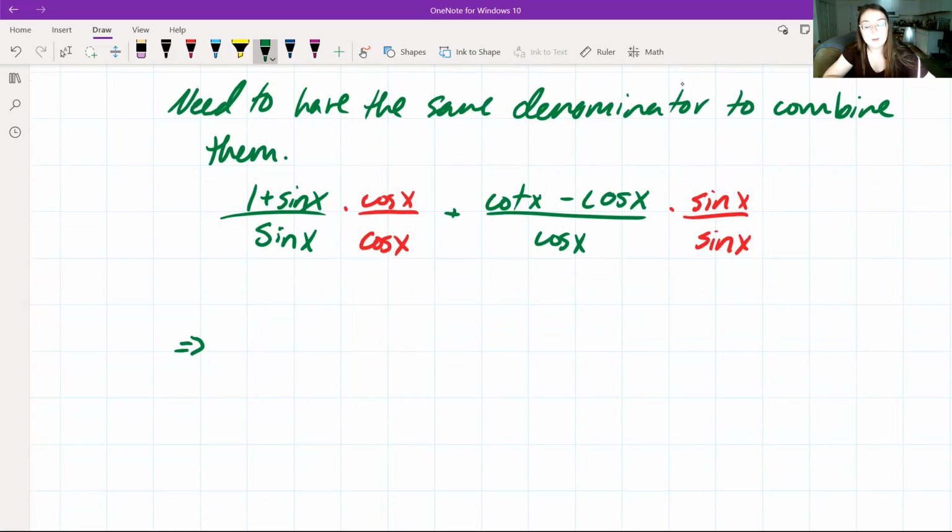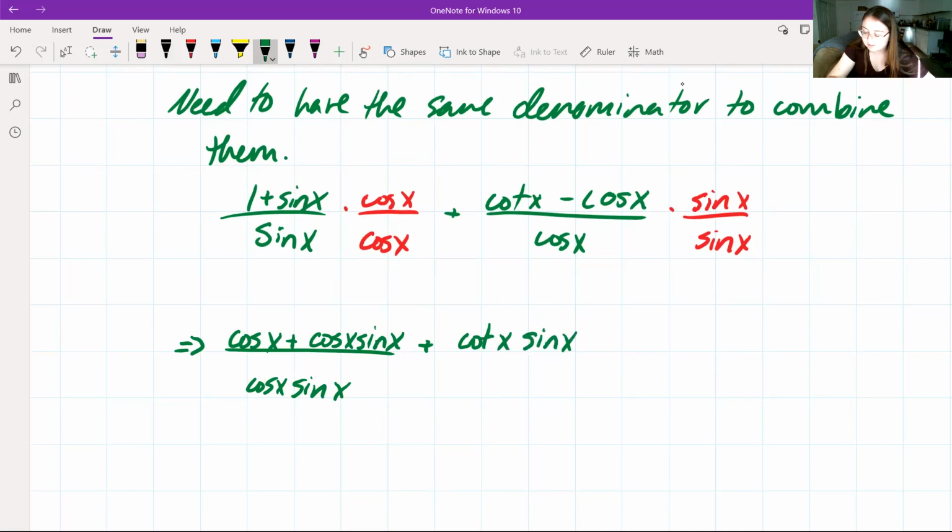So now that we have this, we can go ahead and simplify. We multiply our first fraction by cosine of x. This means we'll get cosine of x plus cosine of x times sine of x, divided by cosine of x times sine of x. Then in our second fraction, when we multiply by sine of x, we get cotangent of x times sine of x minus cosine of x times sine of x.